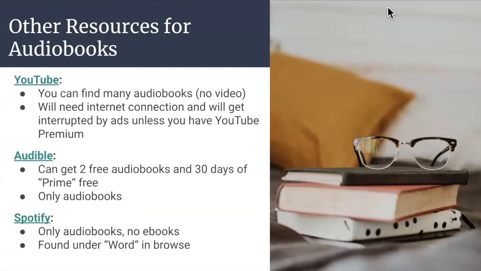There's also Audible, where you can get 2 free audiobooks and 30 days of Prime for free. And this is a site that only allows you to have audiobooks. And then there's also Spotify, which is only audiobooks and no ebooks. And you can find it under the Word and Browse.